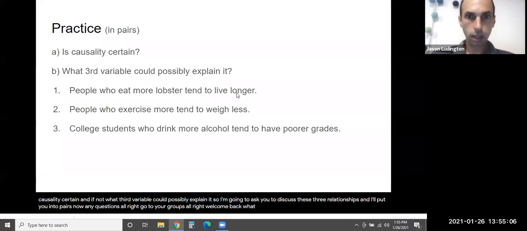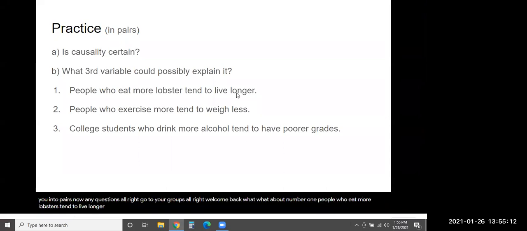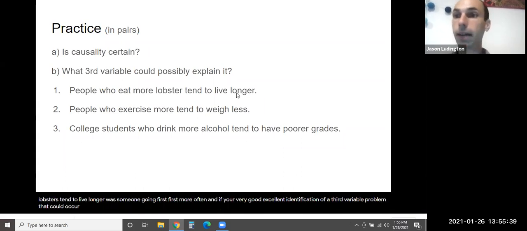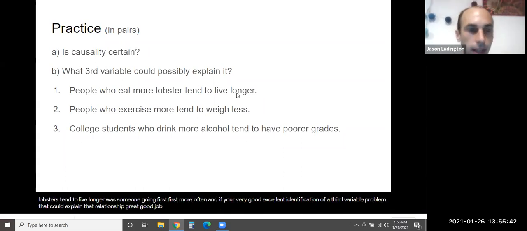All right, what about number 1? People who eat more lobsters tend to live longer. I think for the first one, what my group talked about is lobsters tend to be expensive. That means if people eat them more often, they're more well off, and if you're more well off, you have more money for your health. Excellent identification of a third variable problem that could explain that relationship. Great. Good job.